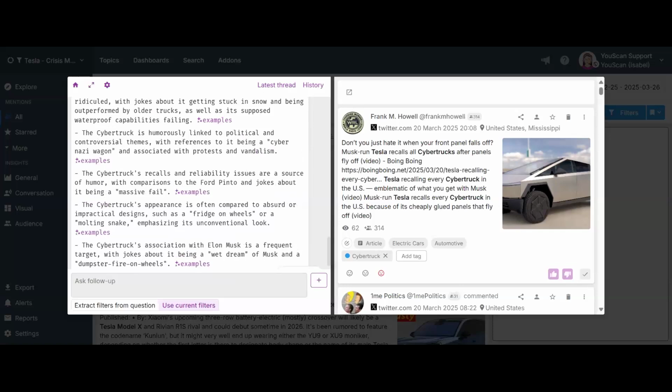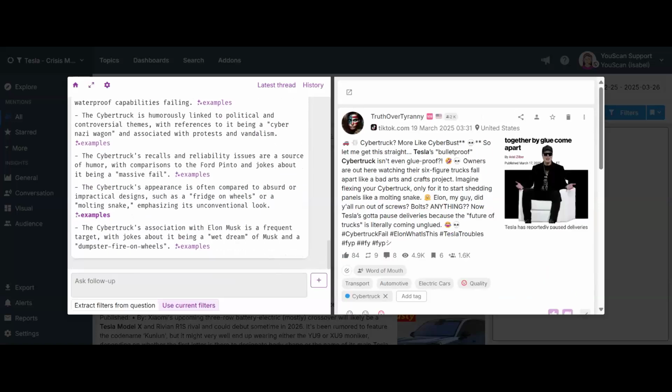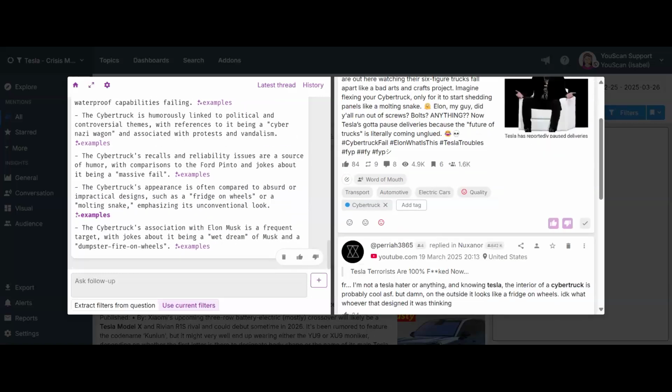What else do we have here? The Cybertruck's appearance is often compared to absurd or impractical designs, such as a fridge on wheels. That's a funny one. So this here is a video on TikTok, and people are mocking the design of the Cybertruck.